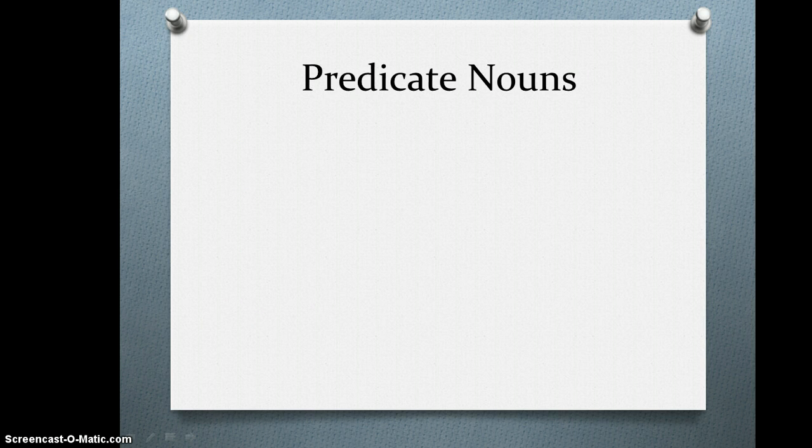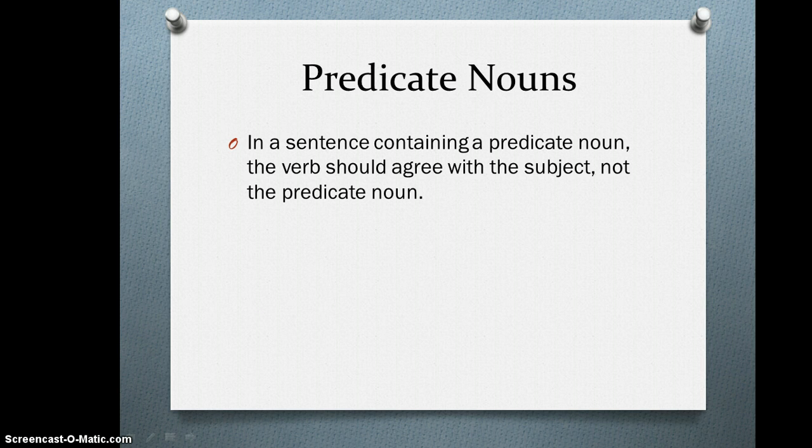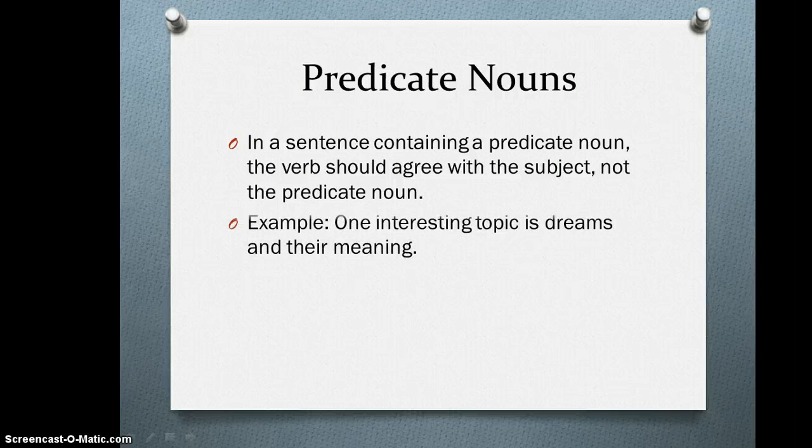The next thing we're going to talk about are predicate nouns. So in a sentence containing a predicate noun, the verb should agree with the subject, not the predicate noun. There are a couple examples. One interesting topic is dreams and their meaning. We're looking at the word topic. Topic needs to agree with the verb is, which it does. The predicate noun then comes after the verb because this is where the predicate starts. So what this means is the predicate noun would be dreams and meaning. So don't worry about that. We're just looking at the subject, which is topic.